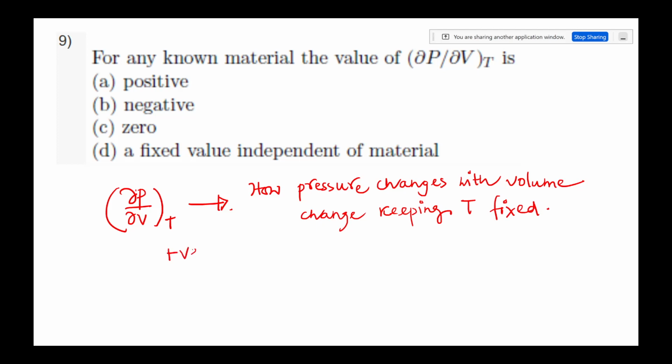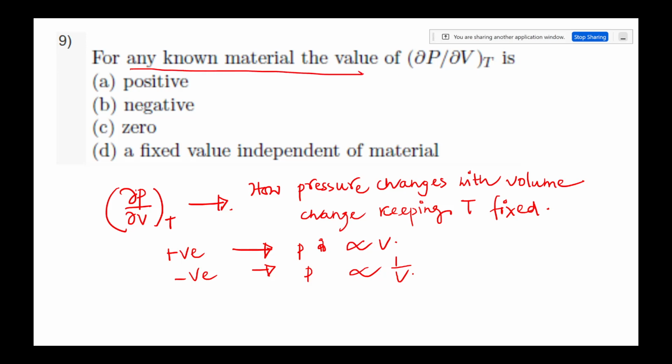Positive, when will it be positive? When P is proportional to V. Negative, when P is like this, right? Now, in most cases, as P increases, V decreases. If you take one chamber of ideal gas and put pressure, volume decreases, right? That's why for most known materials, the value of del P del V is negative.